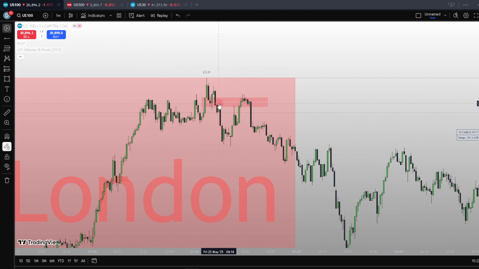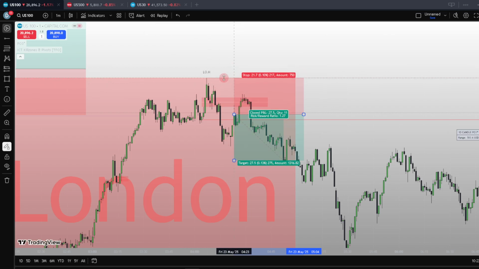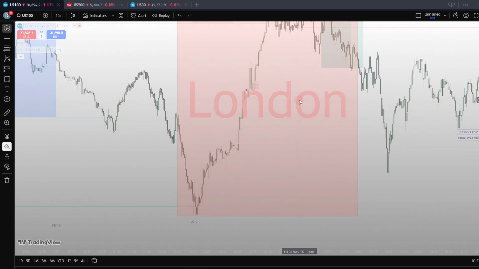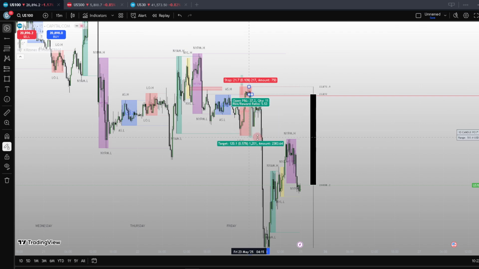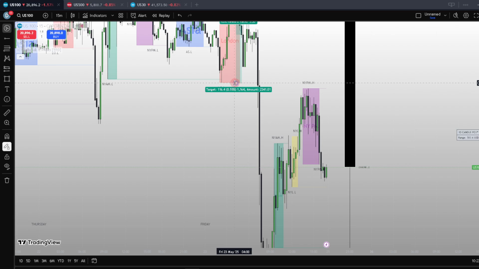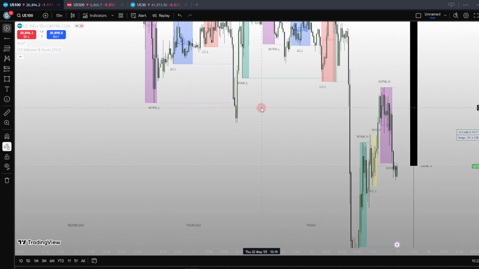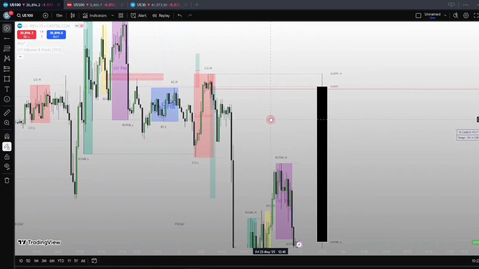So why did I not enter from here? Because I didn't have enough confluences. After CISD, you should wait for retracement into a fair value gap, and after that you can enter. I would put my stop loss above this London high, and I would put my take profits at the London lows. This would be a really big trade. I mean, you also could have put a runner to these lows, and this would be a really good trade.